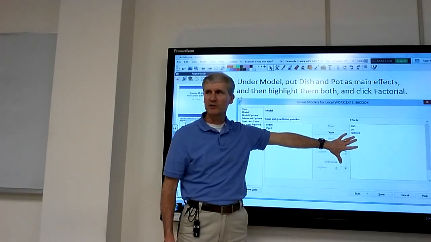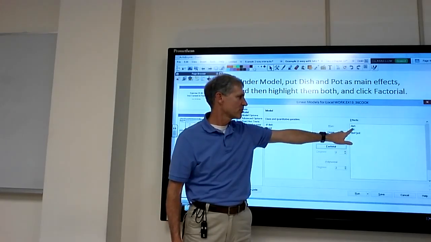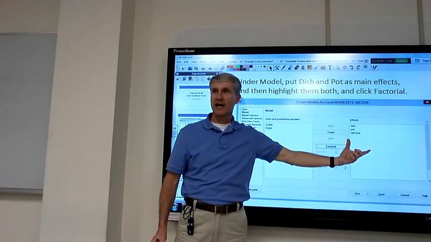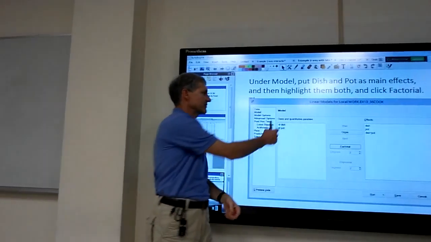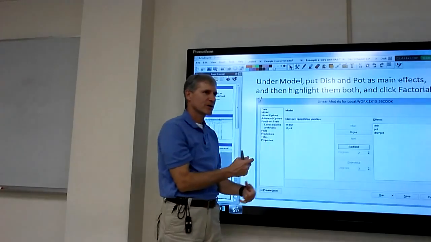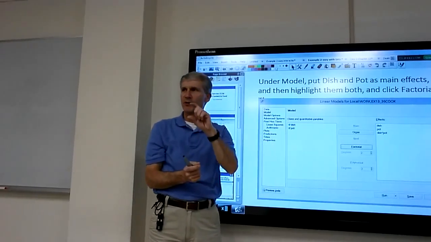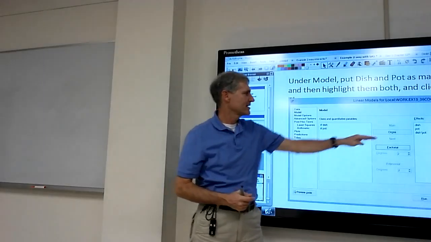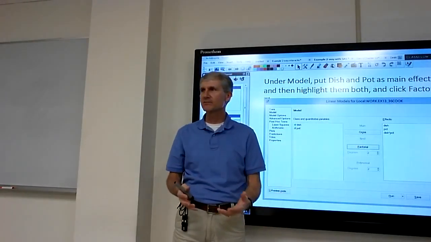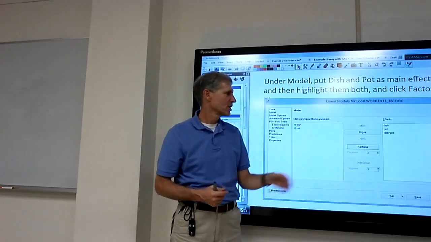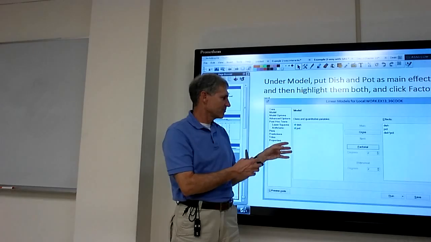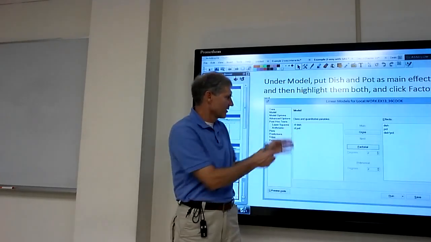So this is small, so you may not be able to read it, but it says dish, pot, dish star pot. So that's your interaction. And to get it, you have to highlight both of these. So you click, hold the control button down, click the other one, so they're both highlighted. And then these ungray, and you can click them. So cross means cross product, so multiply them.